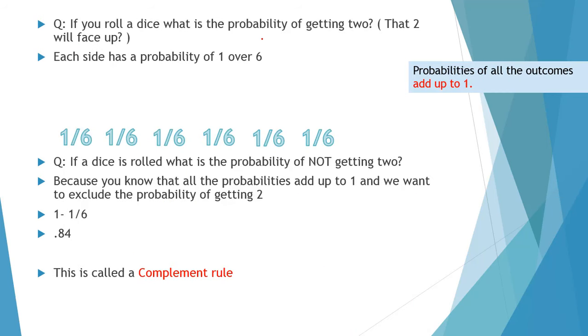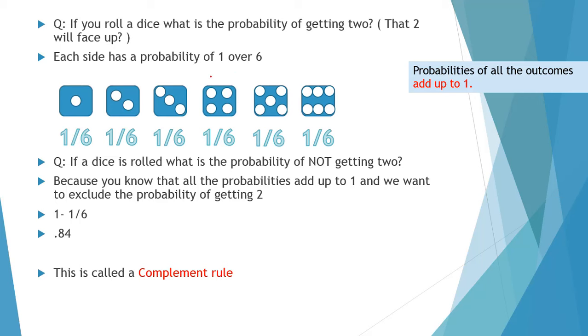If you roll a dice, what is the probability of getting 2? That 2 will face up. 1 over 6 is the answer because each side has a probability of 1 over 6. Let's see one interesting feature of probability. There are 6 possible outcomes and if we add the probability of all the outcomes, we get 1. So we can say that if the experiment consists of all the available possible outcomes, then the probabilities of all the outcomes add up to 1.